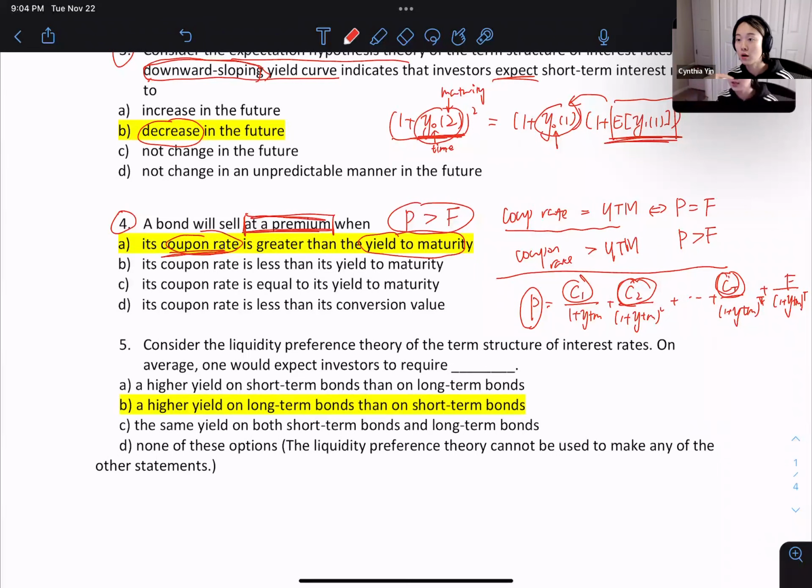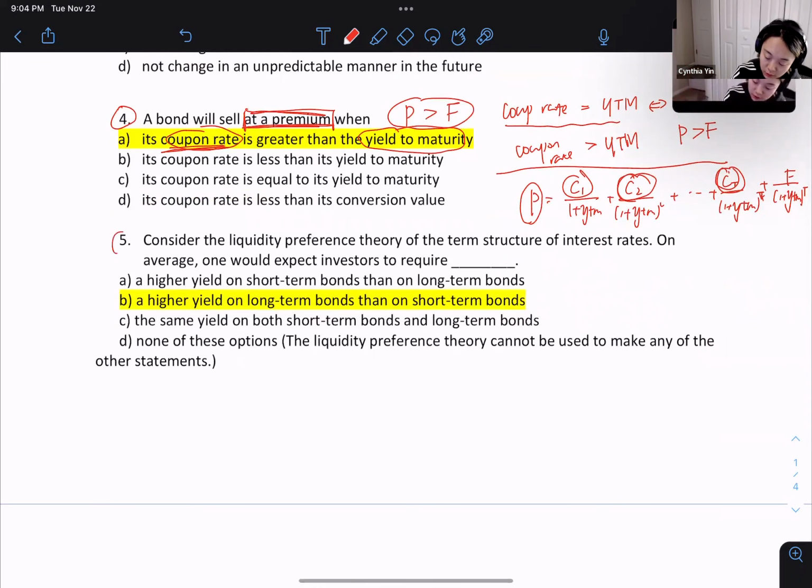This is a qualitative way to think about it, by putting it into an extreme case, because when the question says sell at a premium, it will include the scenario that it sells at a very high premium. Then why does a high premium come? It comes from a very high coupon rate, and usually that's higher than the yield to maturity. So you expect the price is going to be very high today. Okay.